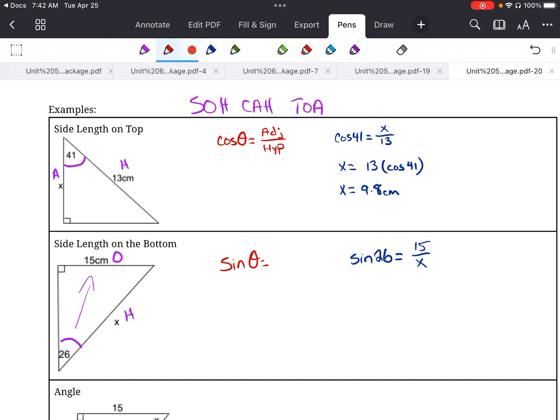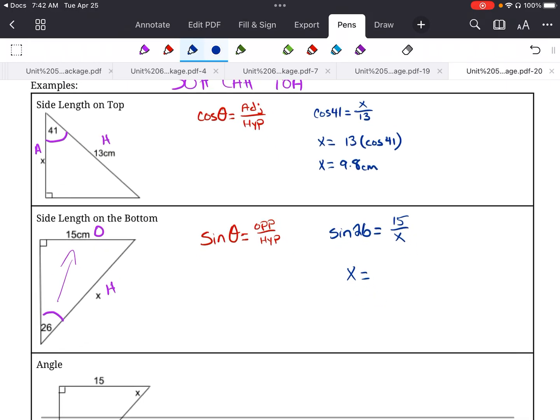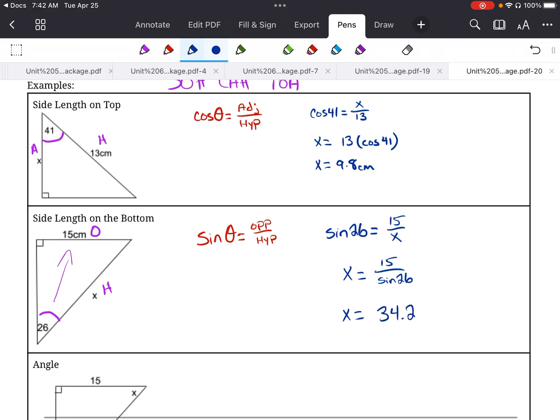Sorry, back here I should say opposite over hypotenuse. My mistake. Okay, and through our last note above, we know that we can swap the x and the sine 26. 15 divided by sine 26, we get 34.2 centimeters.